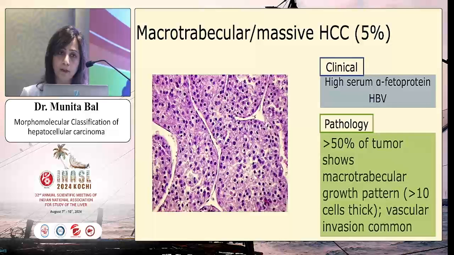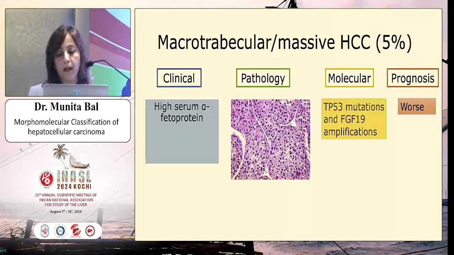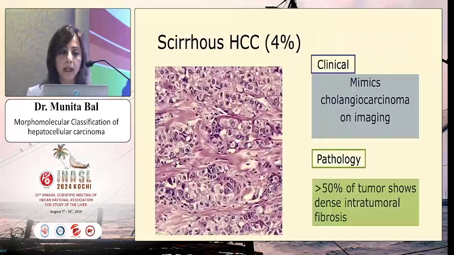These have high vascular invasion. They are usually associated with high alpha fetoprotein levels, and are usually seen in the setting of hepatitis B infections. These are driven by p53 mutations, and they can also harbor FGF19 amplifications, for which various targeted drug therapies are on the anvil. So this is a bad subtype.